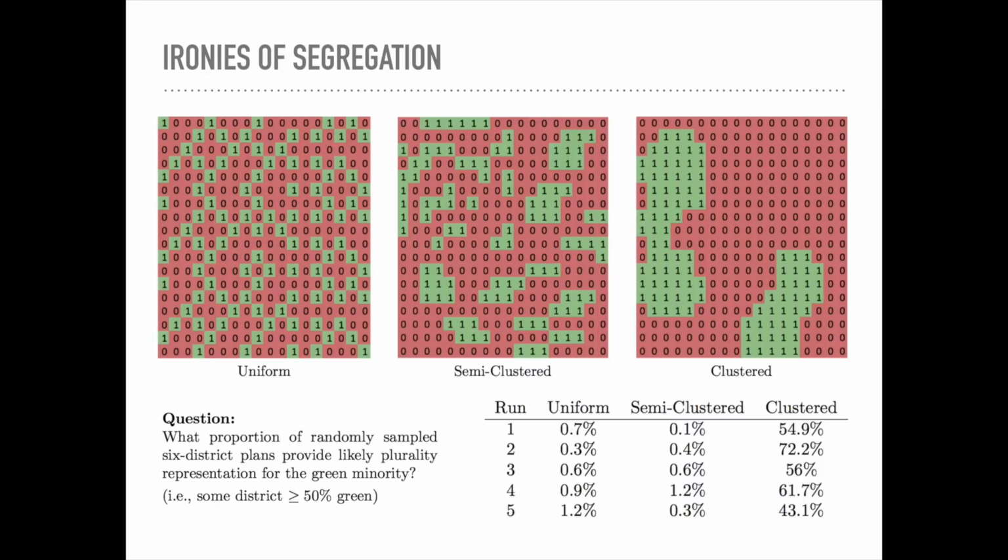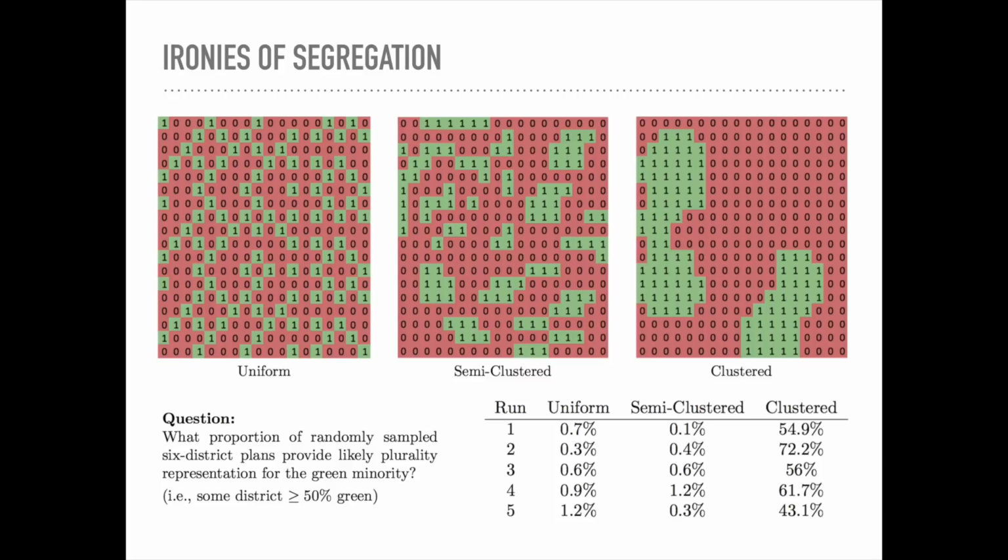On the other hand, segregation does at least ensure a strong possibility of representation. But here's the surprise. As you interpolate between these extremes, it takes a long time for your representation to kick in. So here's a semi-clustered configuration, and check it out. It performs just as badly under districting as the checkerboard.